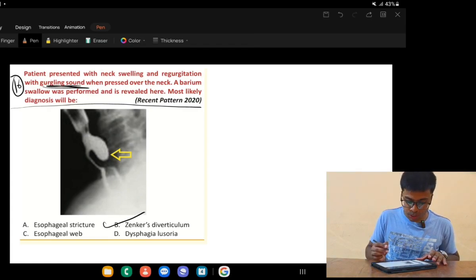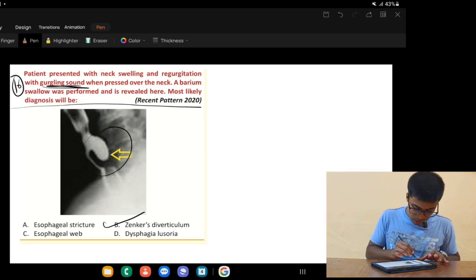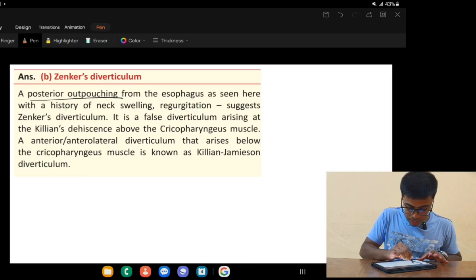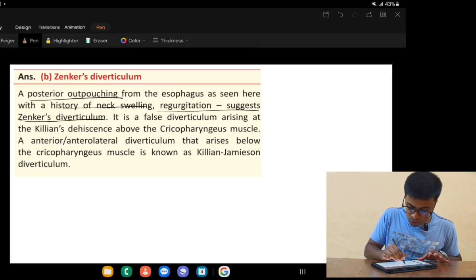It's a false outpouching, as you are seeing. So let's see the explanation. Posterior outpouching. Keyword: neck swelling. Keyword: regurgitation, such as Zenker diverticulum. Again, keyword: false diverticulum arising at Killian's dehiscence above the cricopharyngeus.